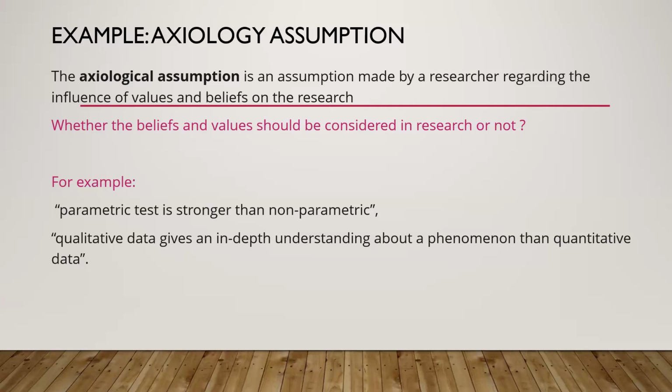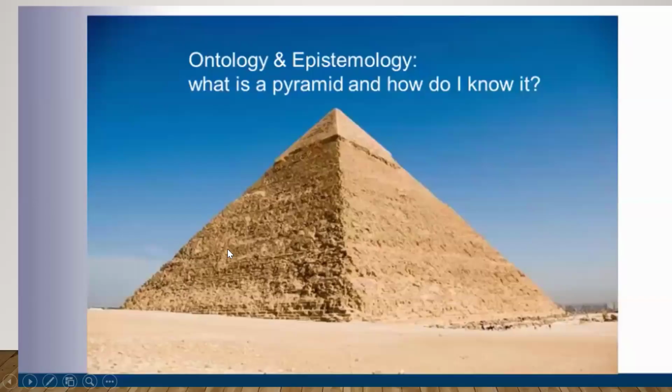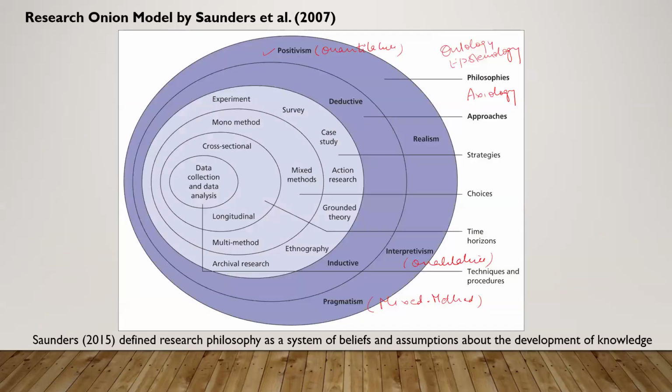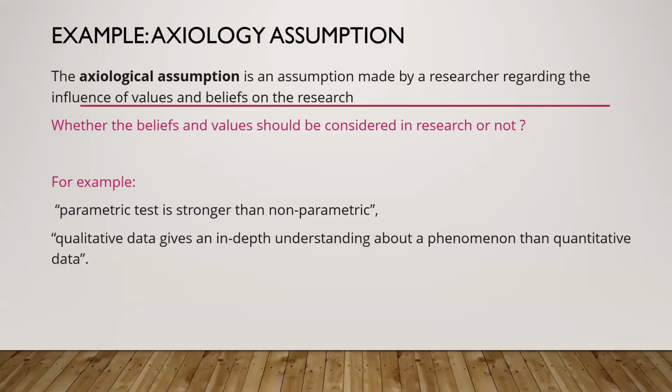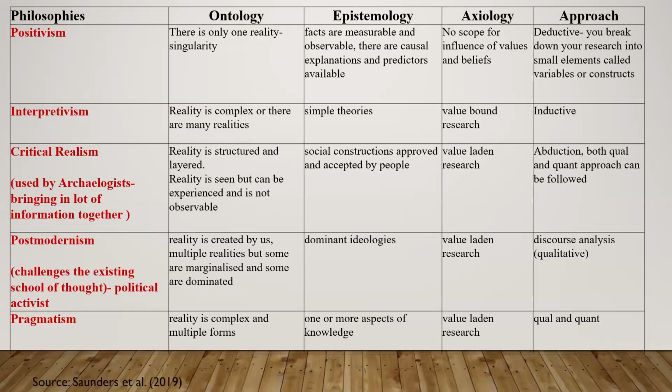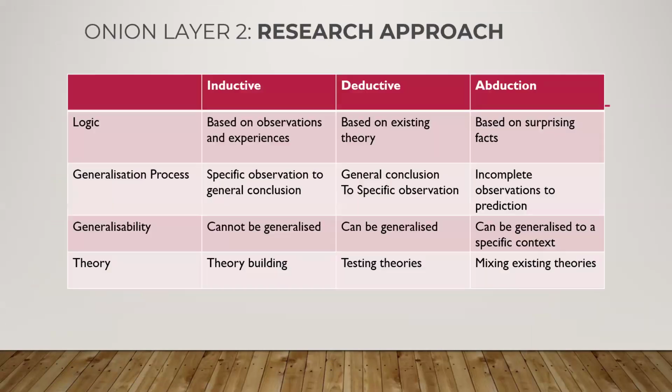Somebody asked that question about the axiology assumption. Now, why am I explaining this in the questionnaire development? Let me go back again. When you decide your approach, you decide whether you are going to do a deductive approach or an inductive approach. The second step is you talk about the approaches. Now, what is that approach? The onion layer 2, which talks about the research approach, covers the inductive approach, the deductive approach, and the abductive approach.